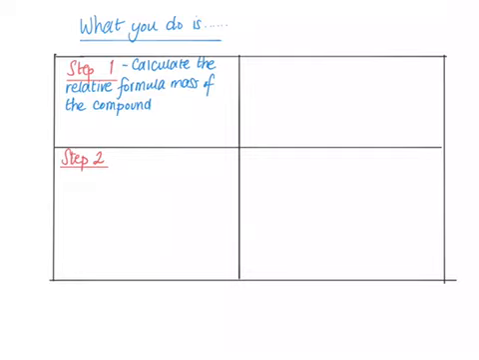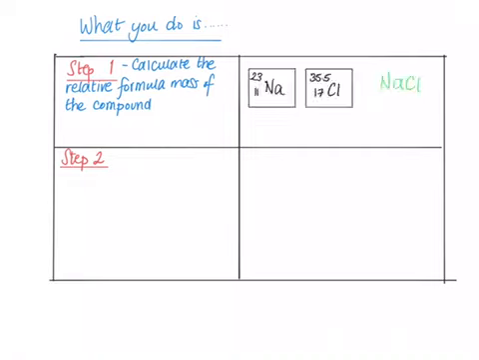So the first step is you need to calculate the relative formula mass of the compound, and the compound in question is sodium chloride. So from the periodic table, we find that the relative atomic mass of sodium is 23 and the relative atomic mass of chlorine is 35.5. So sodium is 23, 11 is the atomic number of sodium.